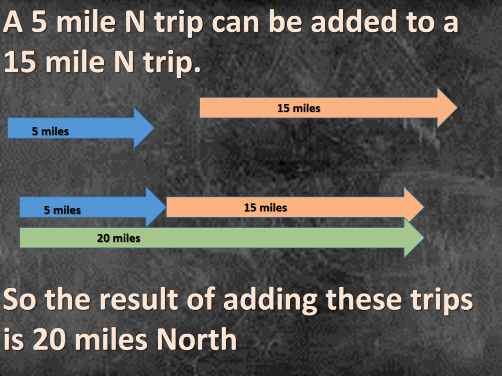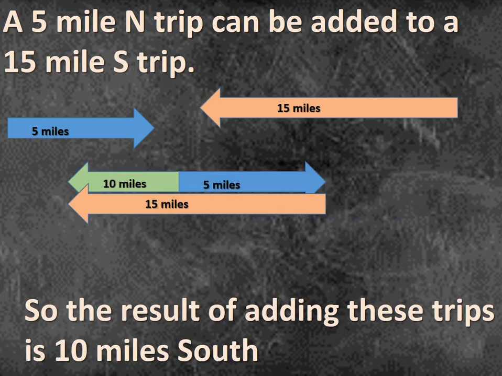We have a 5-mile north trip that can be added to a 15-mile north trip. So we have a 5-mile vector and a 15-mile vector. We add them together by placing them head to tail, and then we draw the resultant from the tail of the first to the head of the last. And so the result of adding the 5-mile trip to the 15-mile trip is going to be 20 miles north.